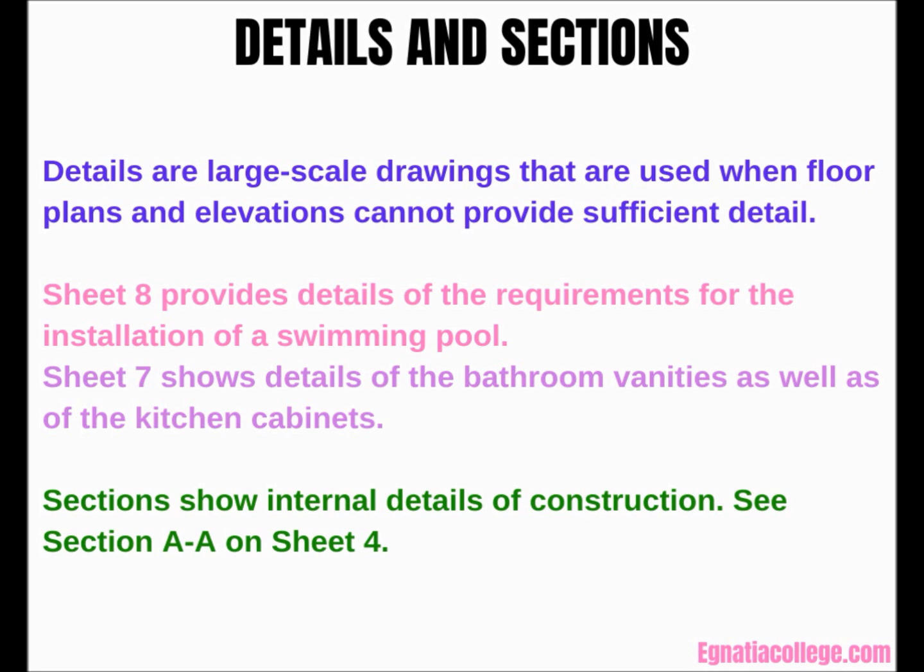Details and sections. Details are large-scale drawings that are used when floor plans and elevations cannot provide sufficient detail. Sheet 8 provides details of the requirements for the installation of a swimming pool. Sheet 7 shows details of the bathroom vanities as well as of the kitchen cabinets. Sections show internal details of construction. See Section AA on Sheet 4.